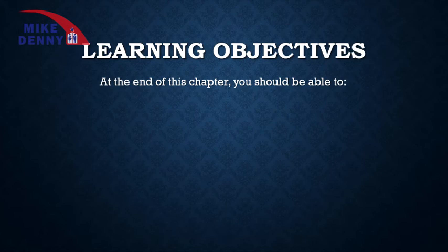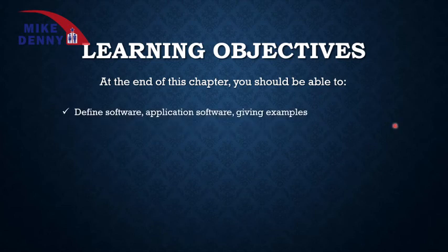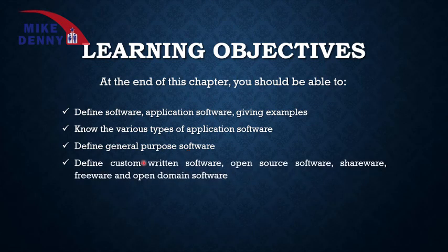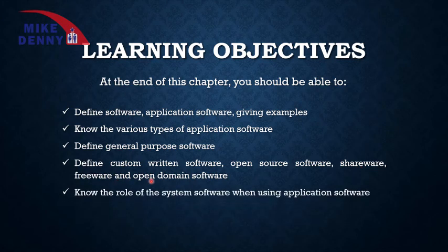So at the end of this chapter, you should first of all be able to define software application and give some examples of software application. Know the various types of application software. Also, you should be able to define general purpose software, custom written software, open source software, shareware, freeware, and public domain software.